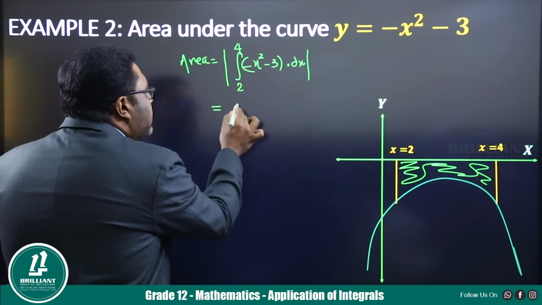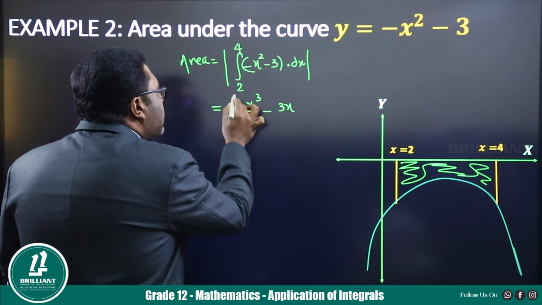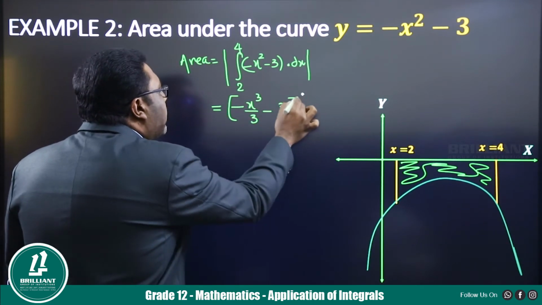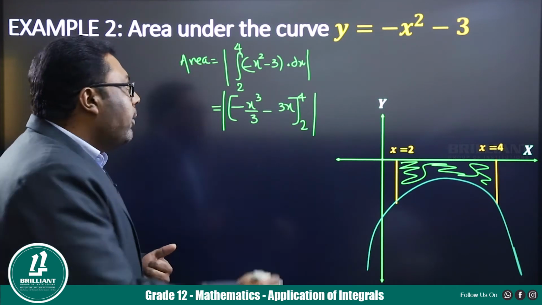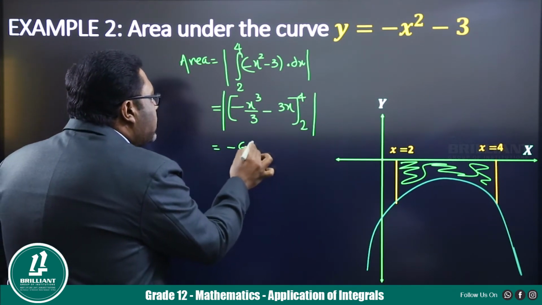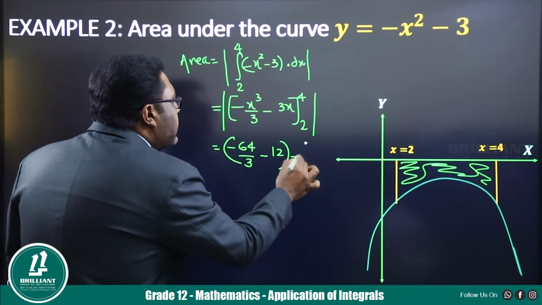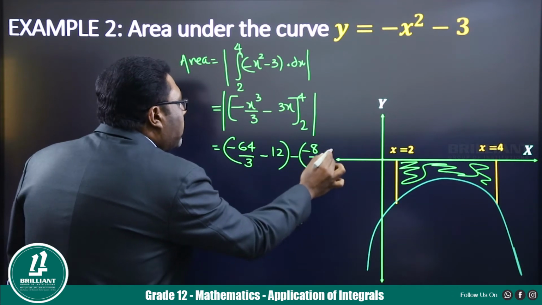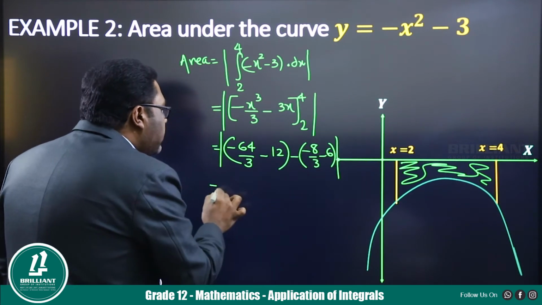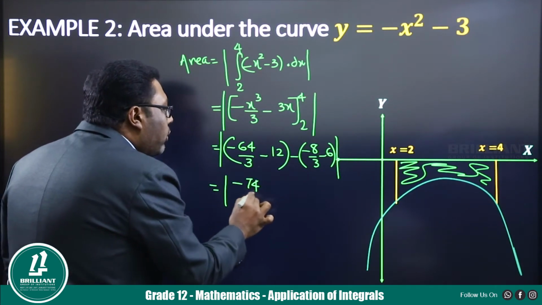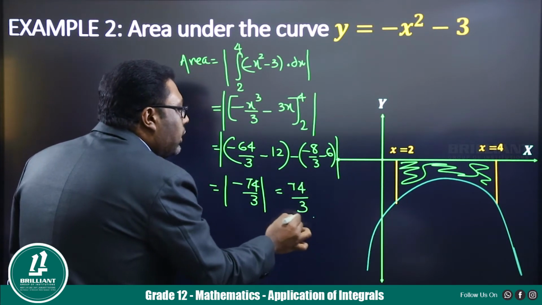And what is the integral of this? Minus x cube divided by 3 minus 3x from 2 to 4, but definitely keep the modulus. Okay, apply the limits. It's going to be minus 64 divided by 3 minus 12, minus 8 by 3 minus 6, and the modulus. The answer is going to be negative 74 divided by 3. So you keep it as positive 74 by 3.